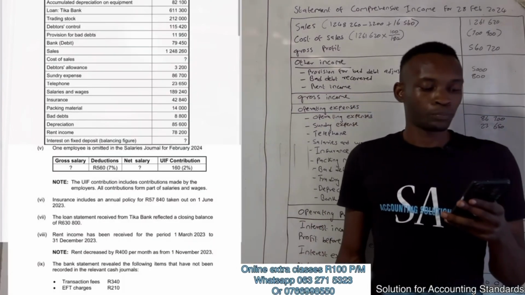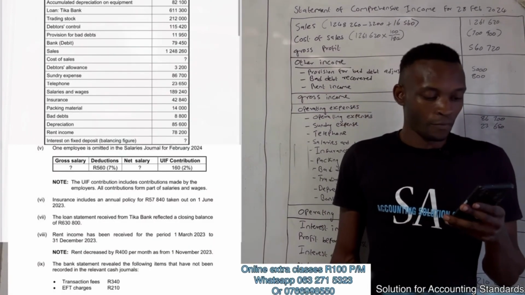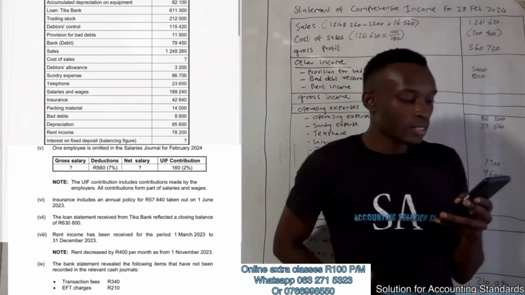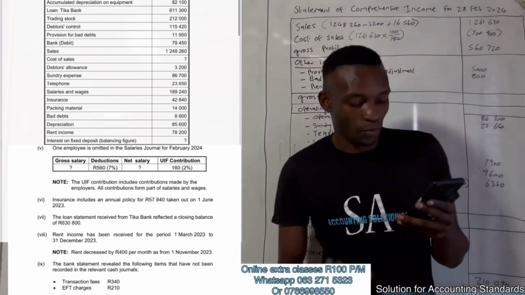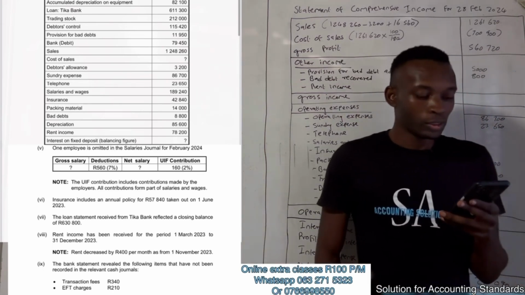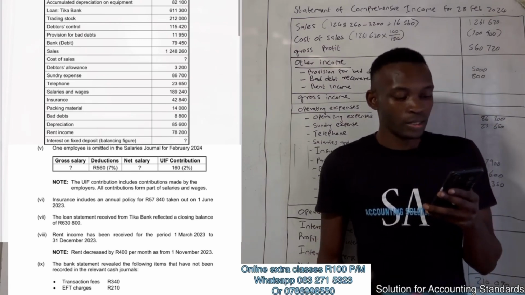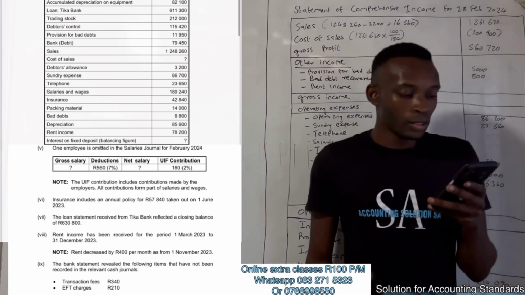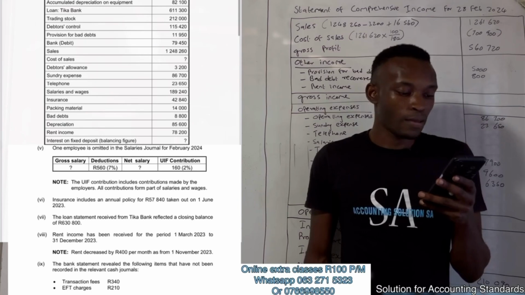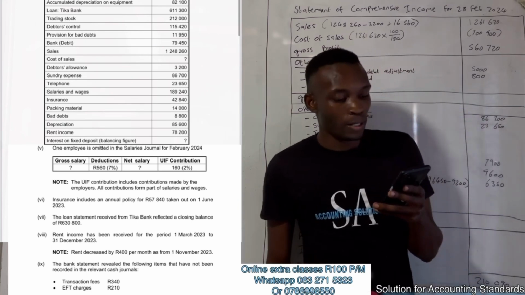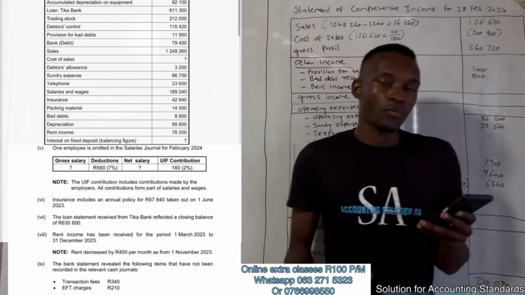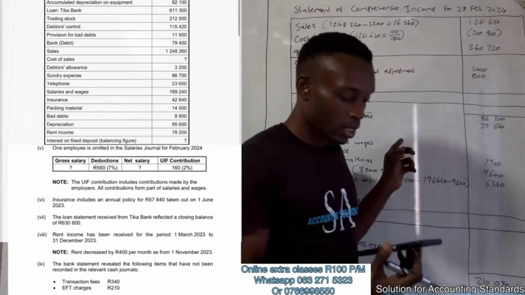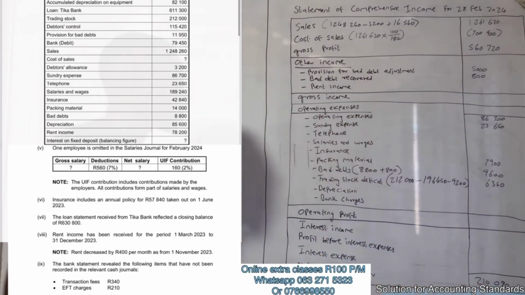moving to the next one, Roman figure number 5. One employee is omitted in the salaries journal for February 2024. Okay, and gross salary, deduction, net salary, UIF, and contribution. Okay, then the UIF contribution includes the contribution made by employers, or the contribution forms part of salaries and wages. In other words, after we have done the calculation of the salary, we must also add what? Contribution in the same amount to salaries and wages.